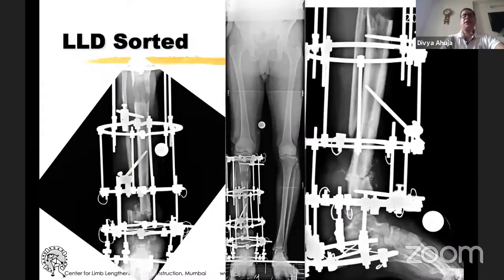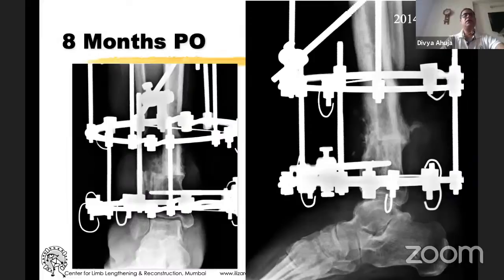So the LLD was sorted at 2 months of distraction, showing good contact at the docking site, and it then continued on to healing uneventfully at 8 months. But we wanted to be doubly sure. In the interim, at around 5 to 6 months, we took out the heel ring because this was well on its way to healing.